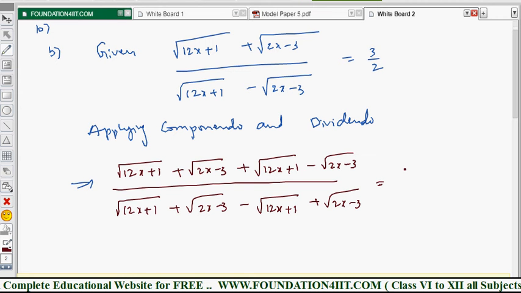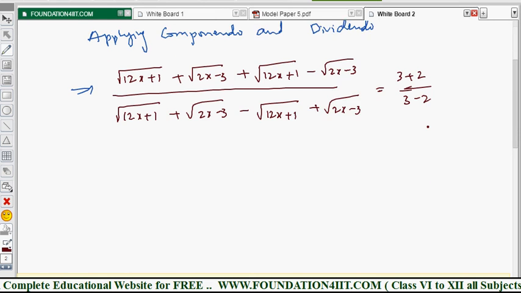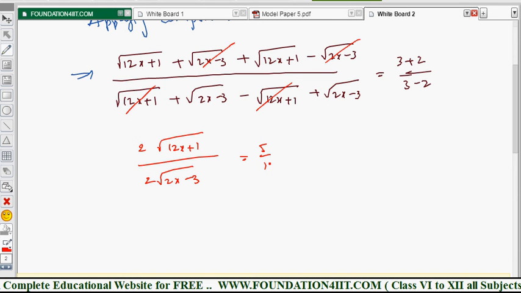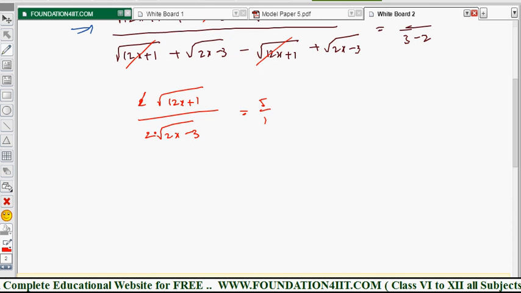The RHS, you can do the same: 3 plus 2 by 3 minus 2. Numerator and denominator should add and subtract. This is using the componendo and dividendo rule. Let us simplify, you will get the answer directly. By cancellations, numerator and denominator cancel here, and we get 2 times root 12x plus 1 by 2 times root 2x minus 3 is equals to 5 by 1. Then the 2 gets cancelled.